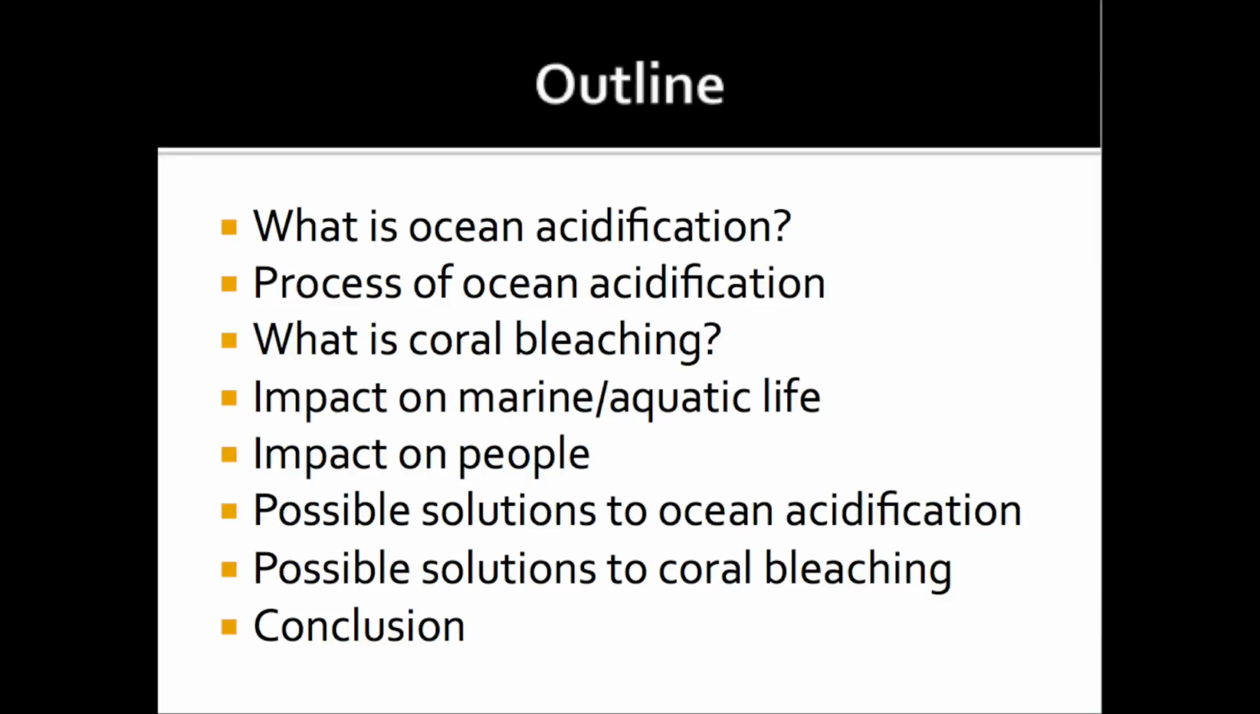We are going to discuss what ocean acidification is and what causes it. We will then go on to discuss the processes of ocean acidification, so the chemical processes that go into the ocean becoming more acidic. We will then look at what coral bleaching is and what causes it. Then we will look at the impact of ocean acidification and coral bleaching on marine and aquatic life and on people. We will then discuss possible solutions and efforts that can be made to combat ocean acidification and coral bleaching. Then we will conclude.